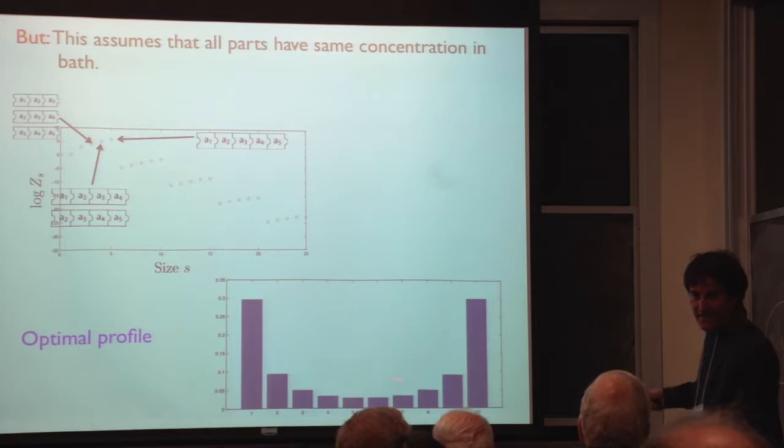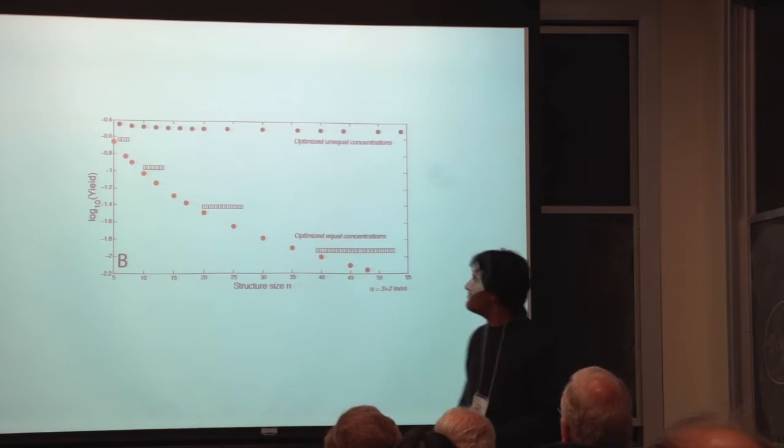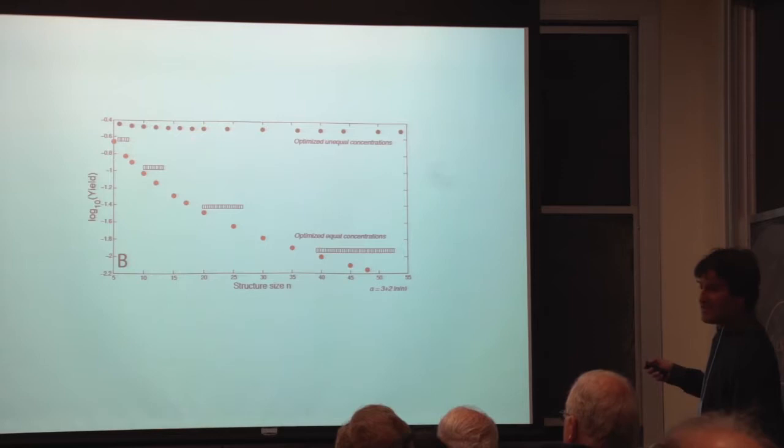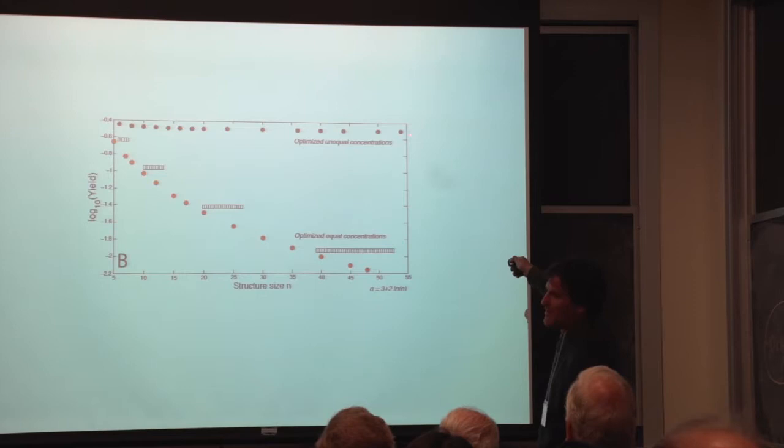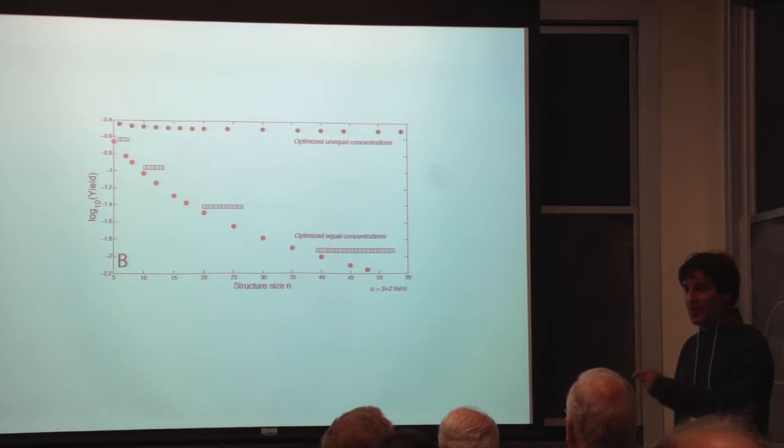So okay, that's all fine. But what's interesting is this plot. If you then plot the yield of these optimized structures, then by choosing the concentrations of the individual species correctly, you totally correct for this effect. There's a very slight decrease, but the yield basically becomes independent of the structure size, but you have to tune the concentrations correctly. So Arvid did this, and we were like, wow.